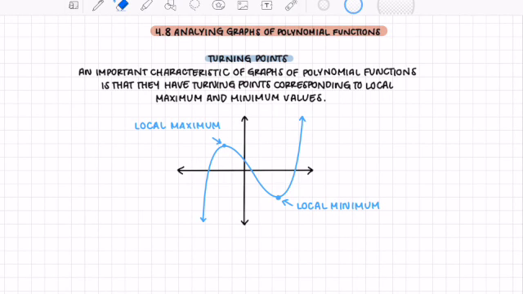Hi guys, so today we're going to be looking at Chapter 4, Section 8, Analyzing Graphs of Polynomial Functions.